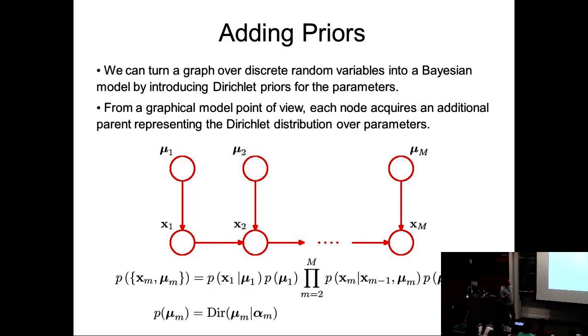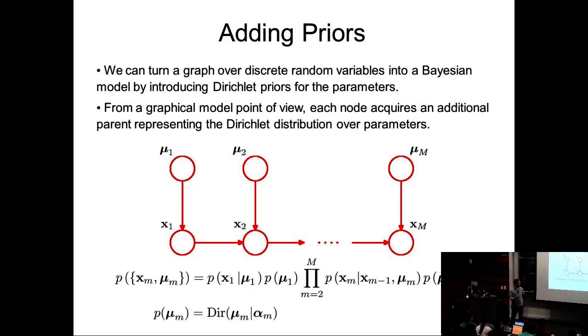The other thing that we can do is we can add priors, or we can turn the graph of discrete random variables into a Bayesian model by introducing Dirichlet priors over the parameters. This is another common thing that people are doing. So from a graphical standpoint, we can specify it this way. Here's our Markov chain, and we can put priors over every single random variable, right? Because this random variable will have parameters, and we can put the prior over those parameters. That's generally what you would do in Bayesian models. If this is a multinomial with some parameters, I can put the prior over those parameters, and if this is a transition matrix with some parameters, I can put the prior over those parameters.